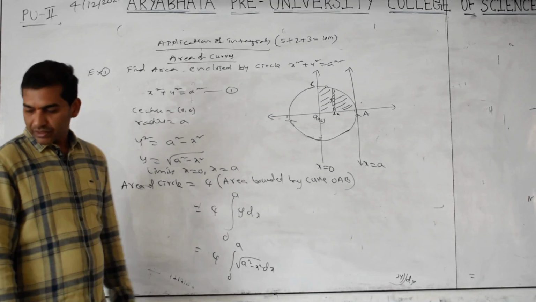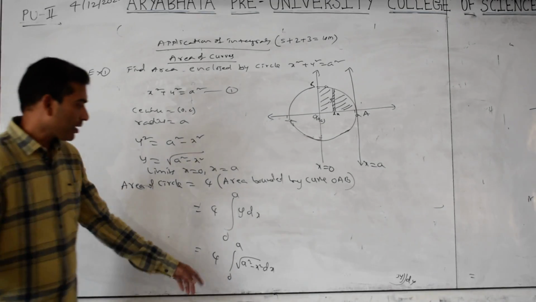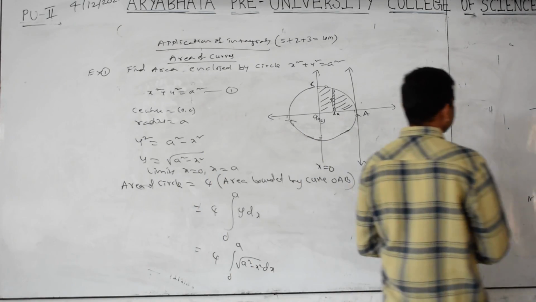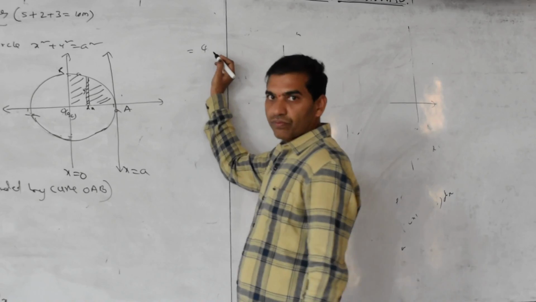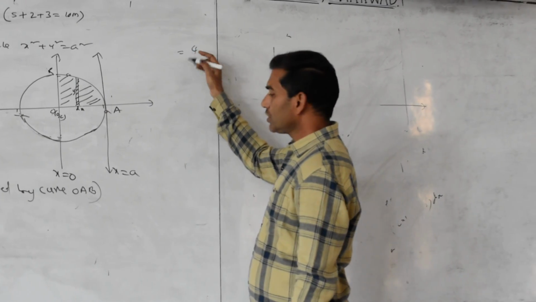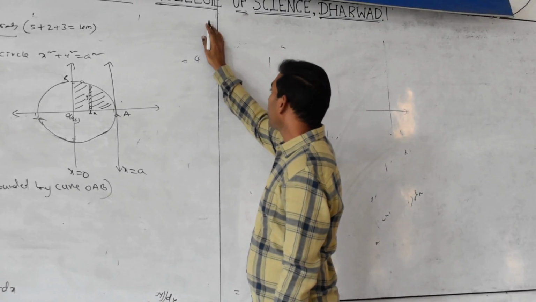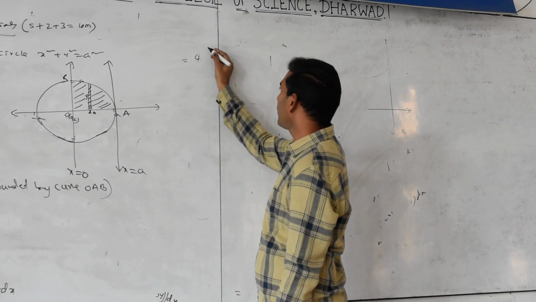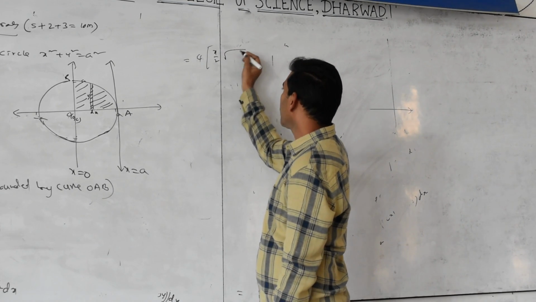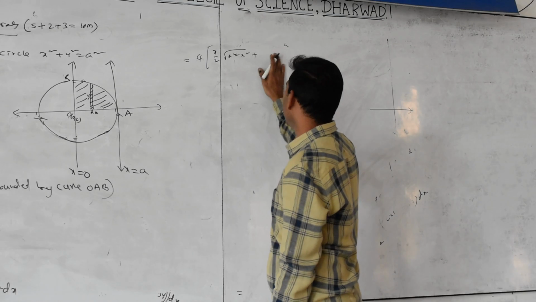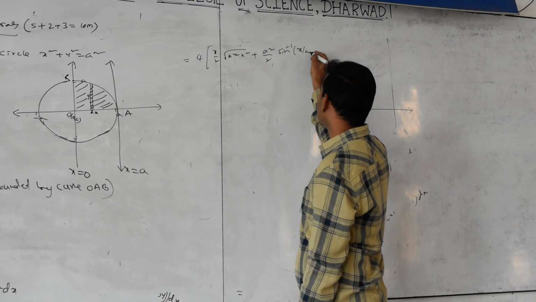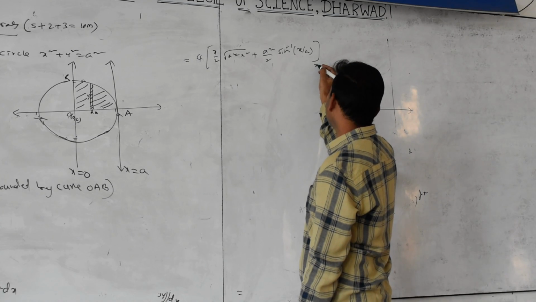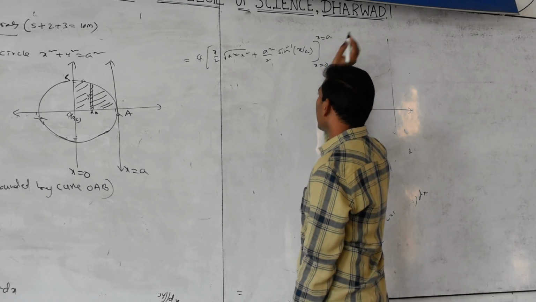This we have discussed in the previous exercise. What is the formula for integration of a square minus x square? See, as per the new syllabus they have removed this. So 4 into integration from 0 to a. The formula for integration of root of a square minus x square is x by 2 root of a square minus x square plus a square by 2 sine inverse of x by a, with limits x equal to 0 and x equal to a.